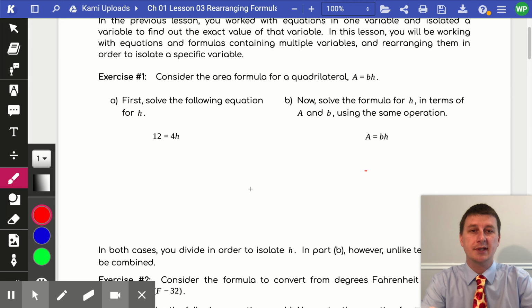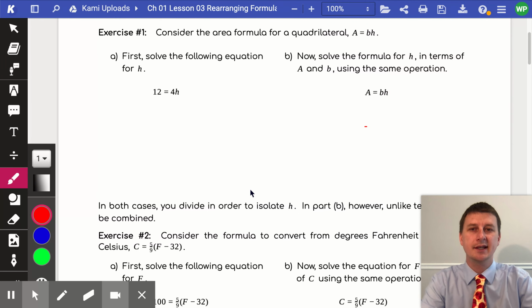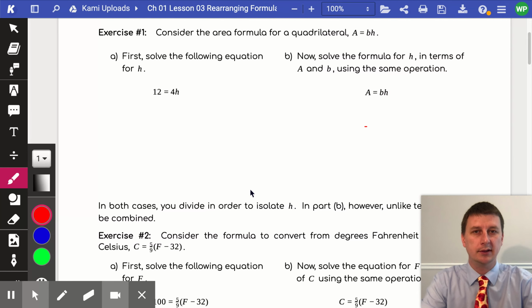So, in exercise number 1, it says to consider the area formula for a quadrilateral. And we should know that the area formula for a quadrilateral is area is equal to base times height. So the first thing we want to do is solve this equation that says 12 equals 4h for h. Okay, so this looks normal to us, 4h equals 12. What we would do is we would divide both sides by 4. Simple enough, because all we have is multiplication, so we undo that by dividing. And we would get a solution or an answer of h is equal to 3.